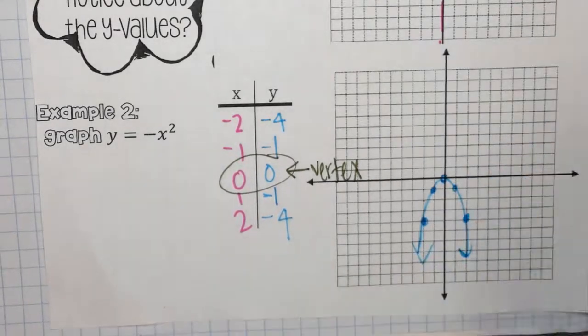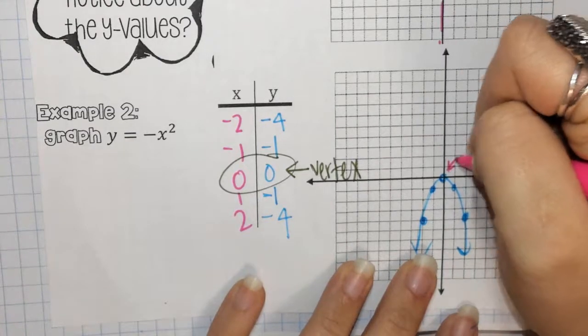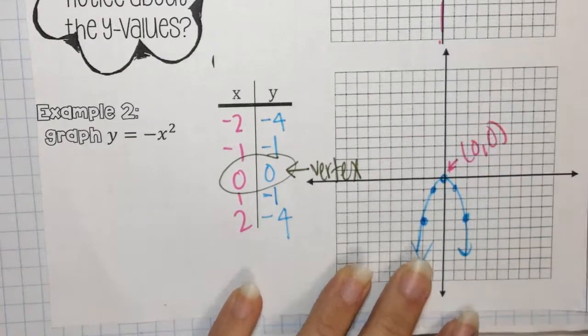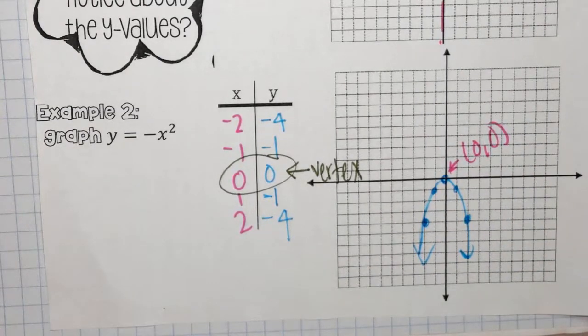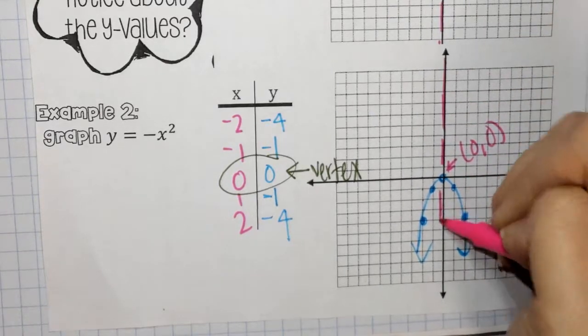Alright, how many of us got this graph right here? Take a point, children. Good job. Alright, where is our vertex on our graph? 0, 0. Okay, what's our x-intercept? 0, 0. What's our y-intercept? 0, 0. What's our axis of symmetry? 0, 0. Okay.